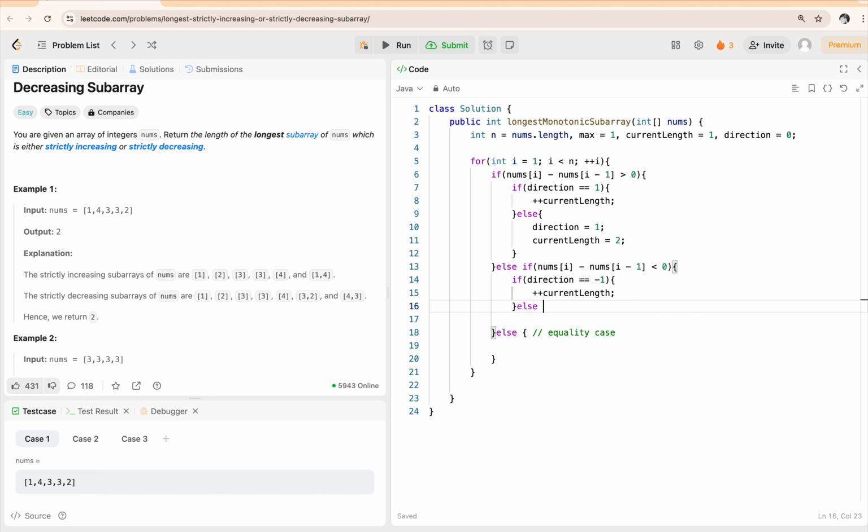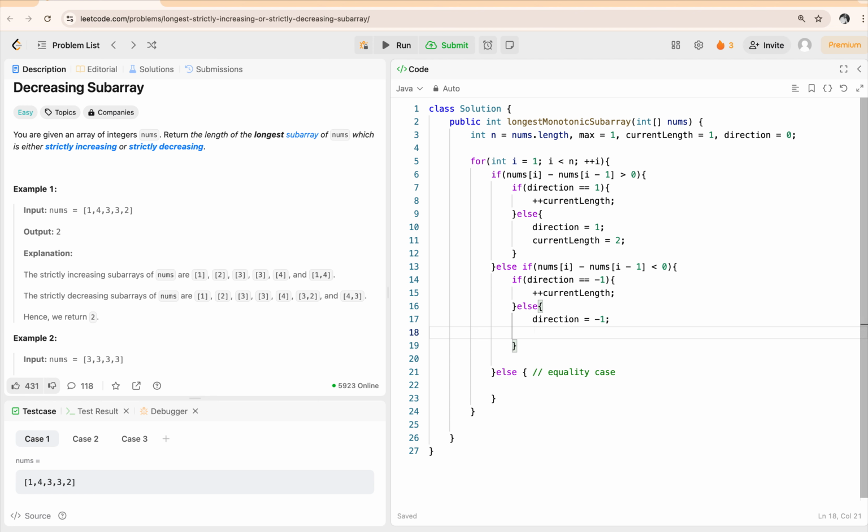Else, we will take this direction. It means that the previous was increasing or an equal sequence, but the current one is decreasing, so we'll have to associate -1 with the current direction, and current length will be 2. Why? Because there are two numbers which have this property.